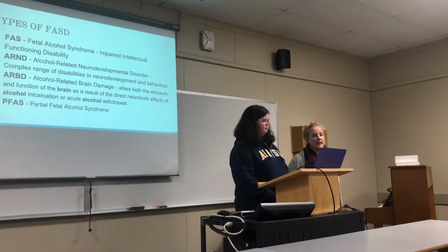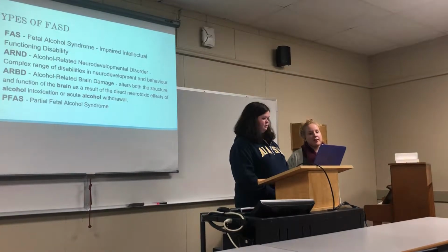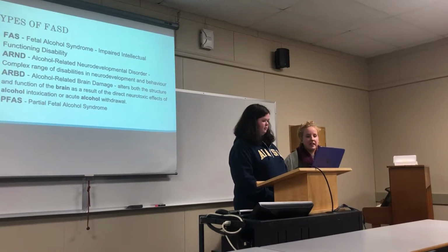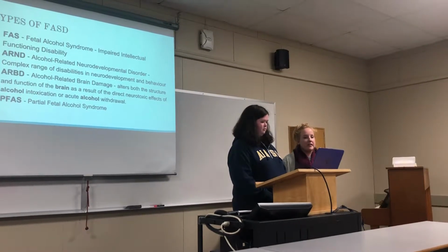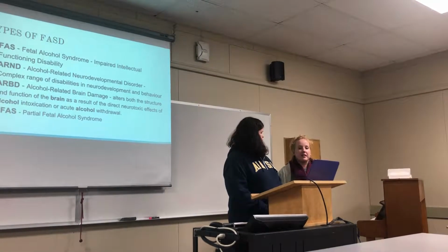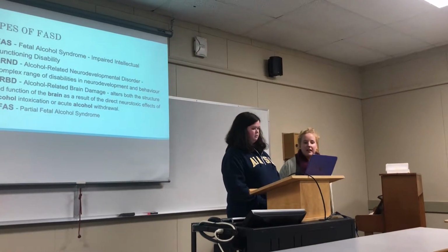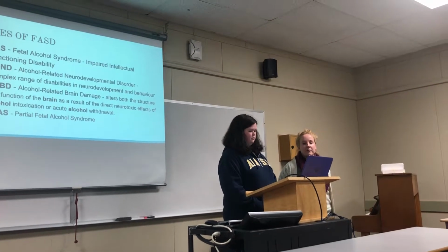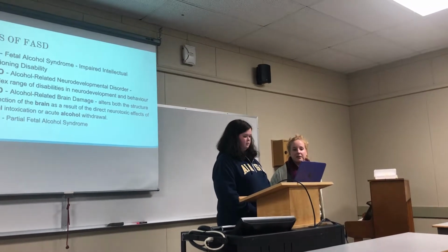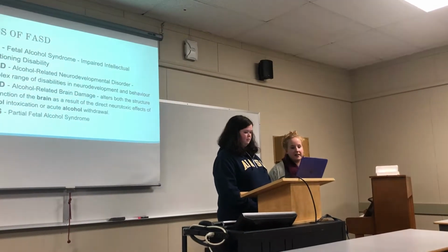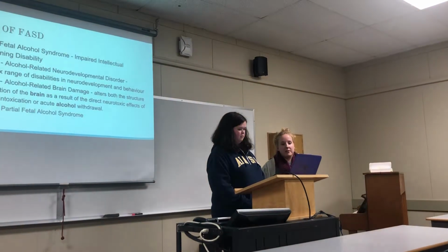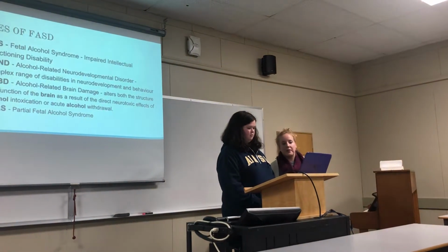So there's 4 types of FASD. There's FAS, which is fetal alcohol syndrome, which is an impaired intellectual functioning disability. There's ARND, which is an alcohol-related neurodevelopmental disorder, and that's a complex range of disabilities in neurodevelopment and behavior. And ARBD is alcohol-related brain damage, and that alters both the structure and function of the brain as a result of the direct neurotoxic effects of alcohol intoxication or acute alcohol withdrawal. And the last one is PFAS, which is partial fetal alcohol syndrome.